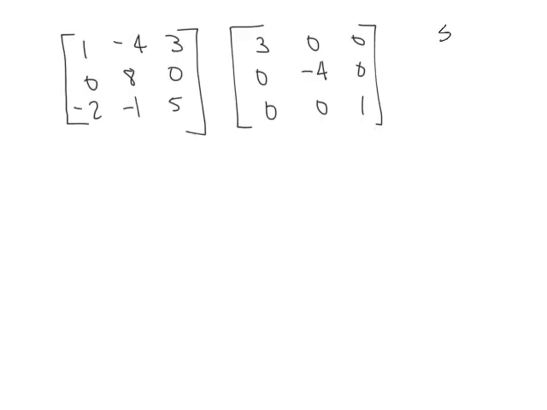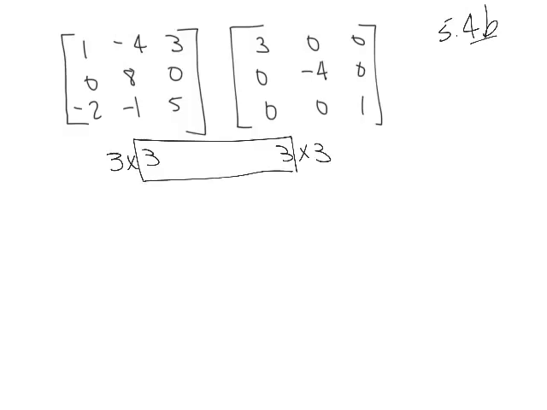Okay, this is 5.4b in college algebra, page 478, exercise set. This is number 27, and we're going to multiply those. So first step, we said we're going to write the name. They're both 3 by 3s, and because these two numbers are the same, it's possible to do.